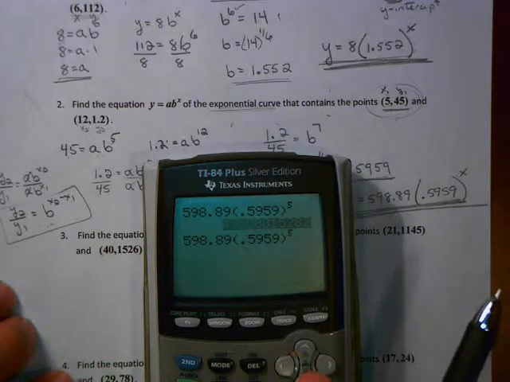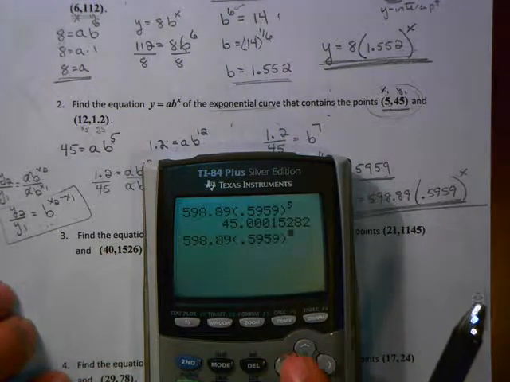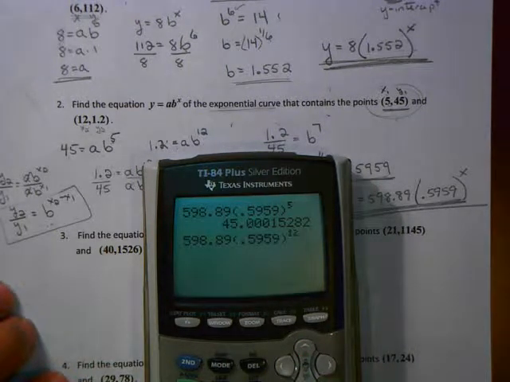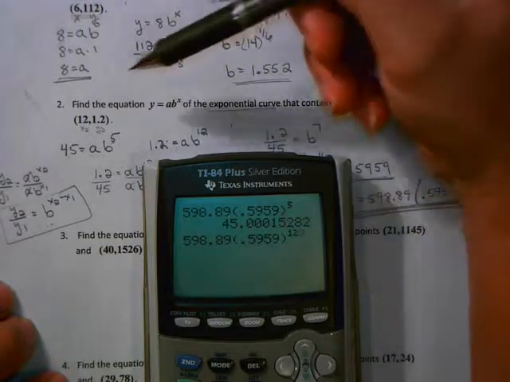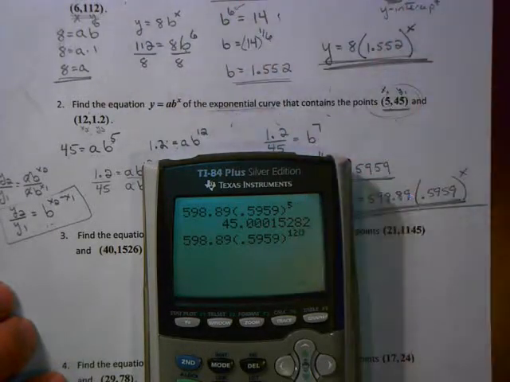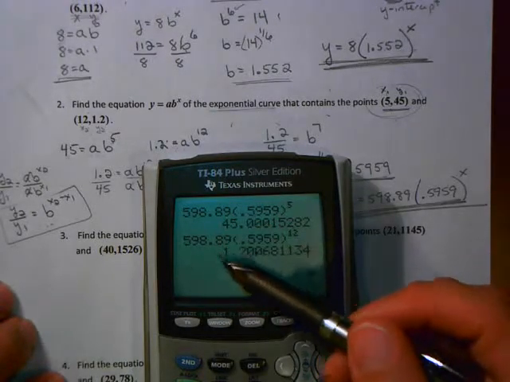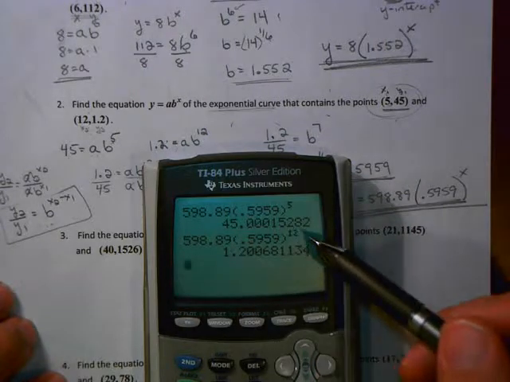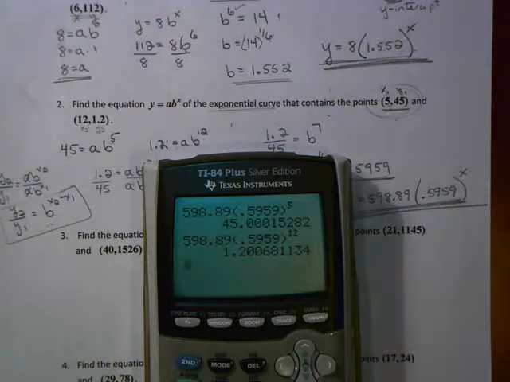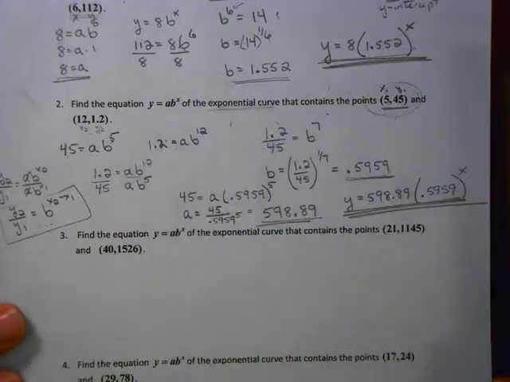I want to do this exactly again. But instead of the 5th, I want to use 12. And if we raise to the 12th power, we should get 1.2, or something pretty close to that. So you can see we're pretty close to 45, and we're pretty close to 1.2. The differences are because of our rounding. The more you round, the more error you're going to have.